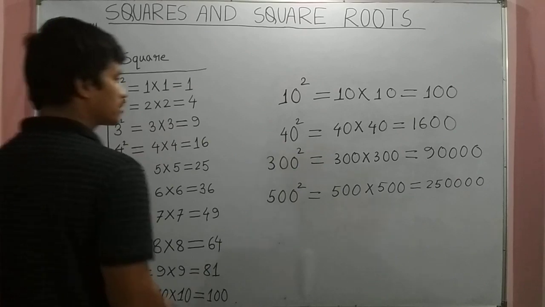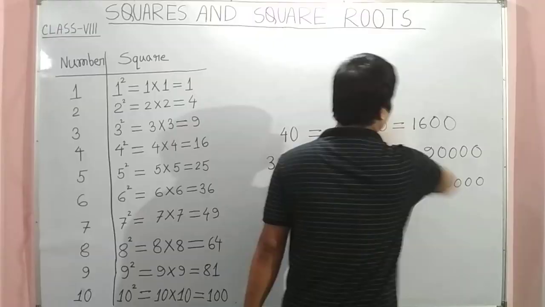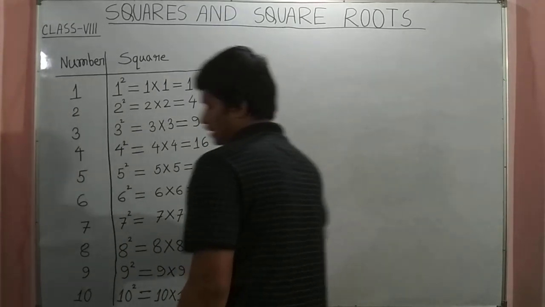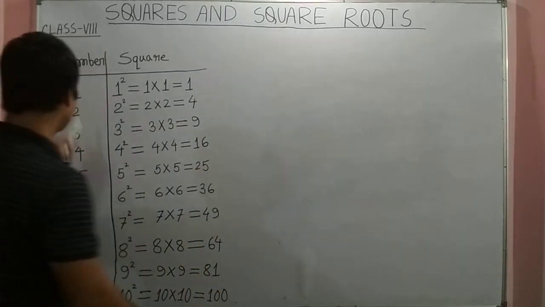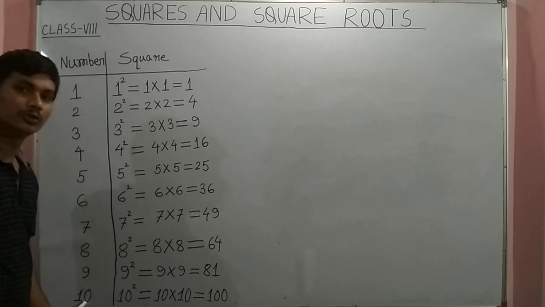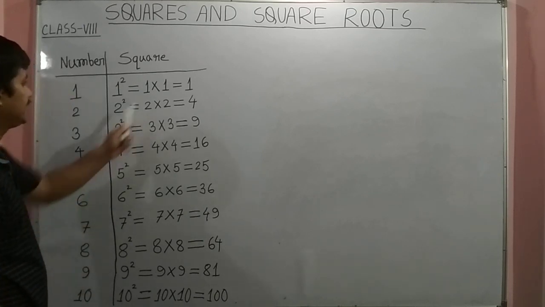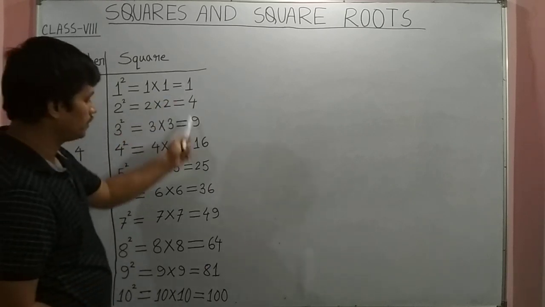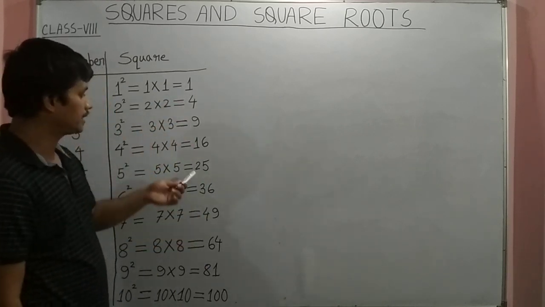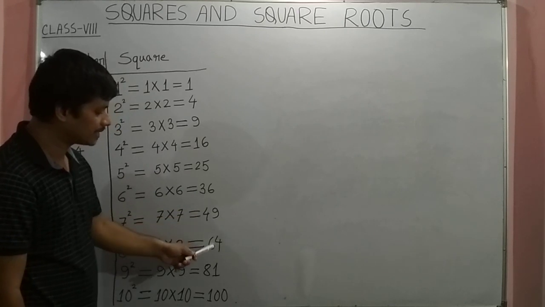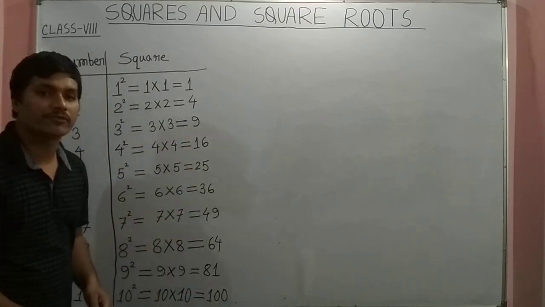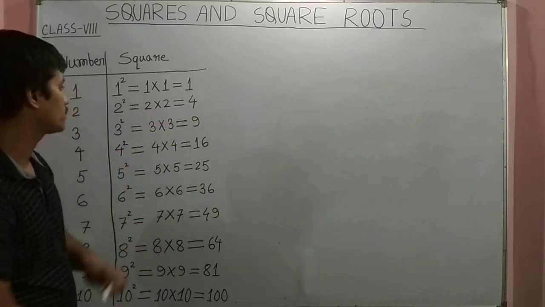And last, I want to discuss one very important thing. Here you see, students, natural numbers from 1 to 10, and these are the squares of these natural numbers: 1, 4, 9, 16, 25, 36, 49, 64, 81, 100. This square is called a perfect square.